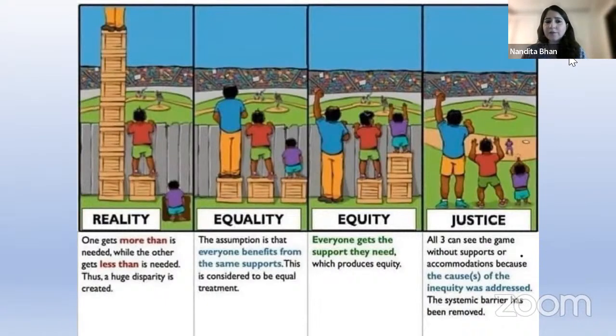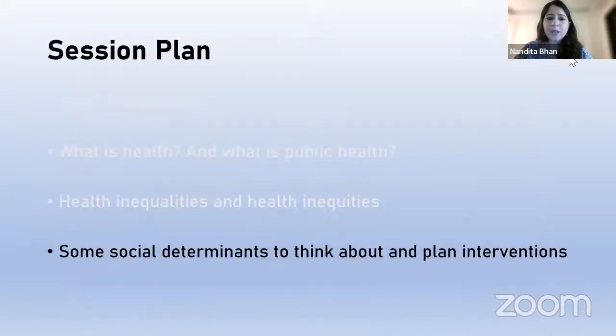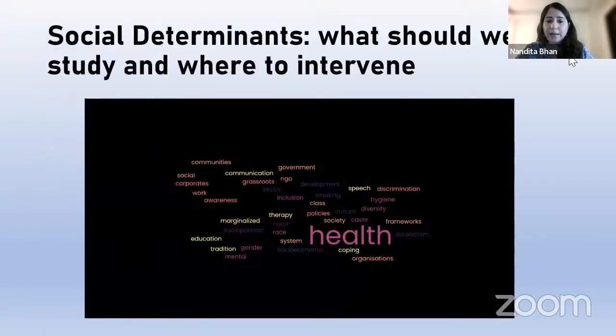And I think you will cover this. There are a lot of interesting internet examples that look at this distinction and try to explain this in various meaningful ways. So we're going to do a lot of it in class, and you'll probably see the same graph in some of the classes as well. So finally, I want to wrap up with a couple of things. So what are some determinants to think about and plan interventions?